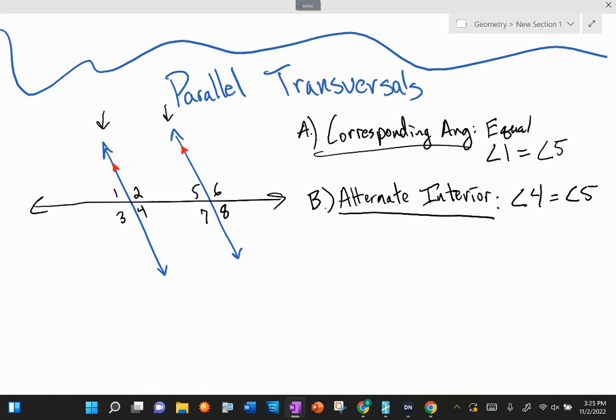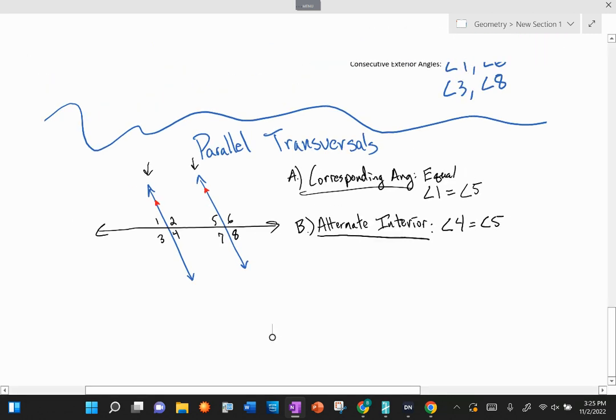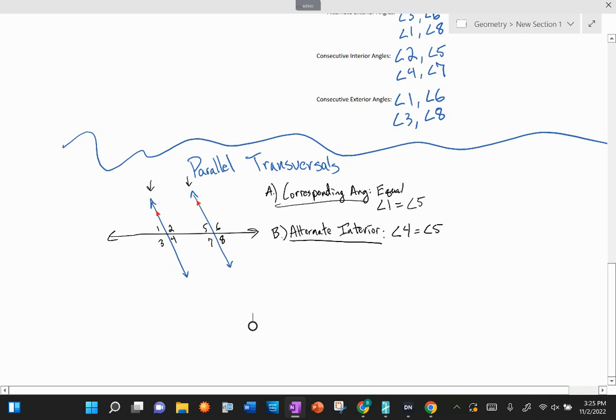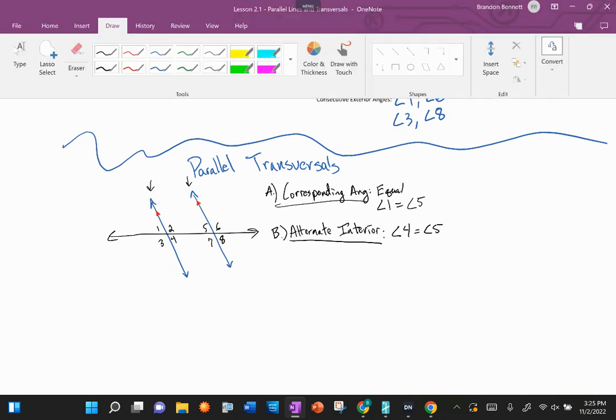Okay, so let's look at letter C. Oh my gosh, this thing is. Okay, I'm gonna wait for this to come back, but it'll come back. So for letter C, we have alternate exterior. Okay, so go ahead and write that down as soon as you're able. Okay, there we go.